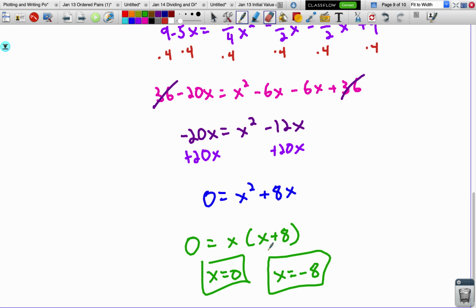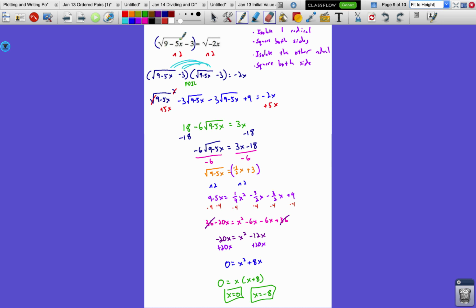And then we definitely want to plug these back in to double check. So I plug in a 0, I get square root of 9 minus 3 equals, this becomes 0, so 3 minus 3 equals 0, so that one's good. If I plug in a negative 8, this one's a little bit harder, we got 40, so 49, so that becomes a 7. 7 minus 3 is a 4, and then the square root of 16 is a 4, so this one works as well. They're both good solutions, 0 and negative 8.